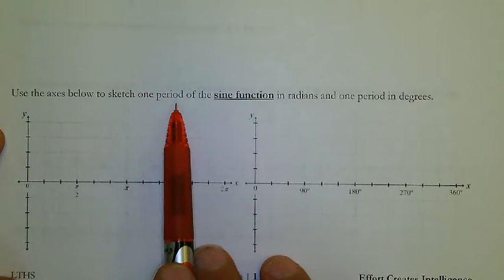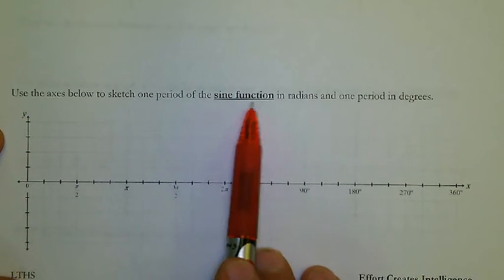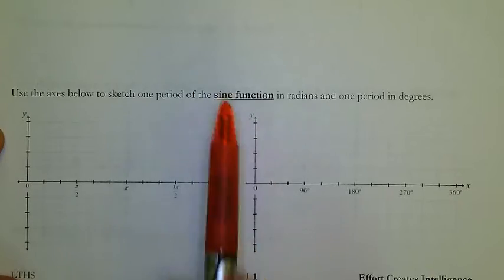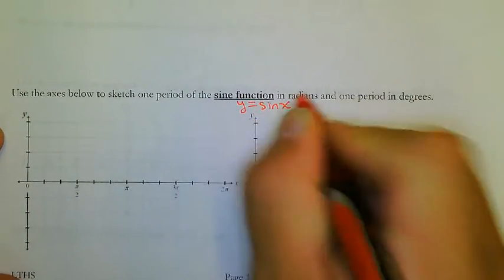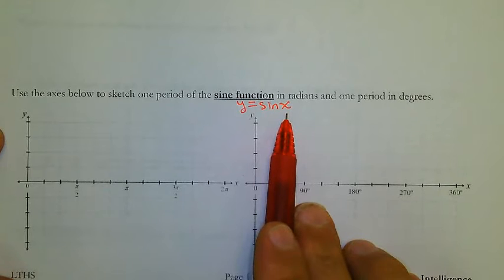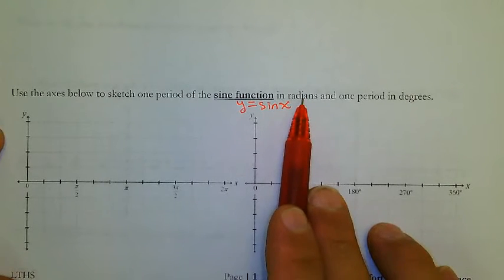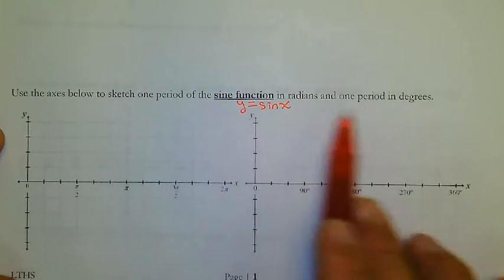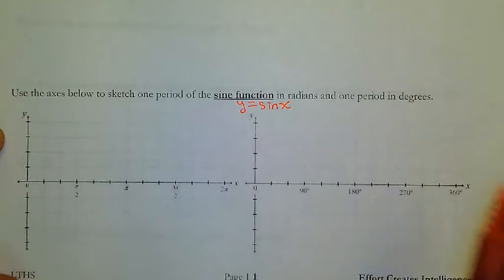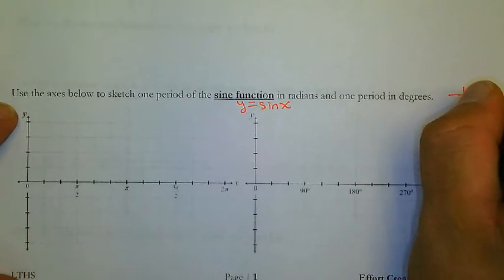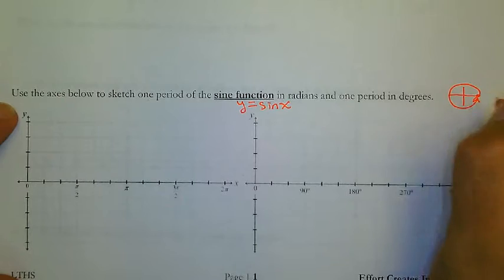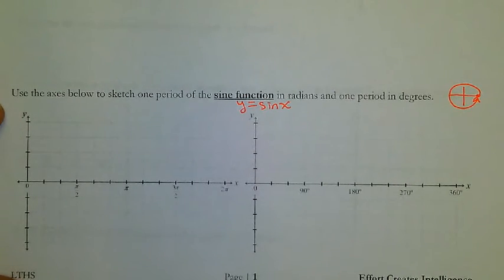Okay, so let's practice sketching just one period of the sine function. Note that if I have y equals sine of x, where x is my angle, this angle could be in radians or the angle could be in degrees. If we remember where these ratios are coming from, they're coming from this unit circle.